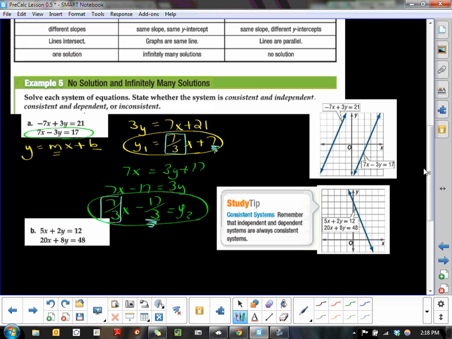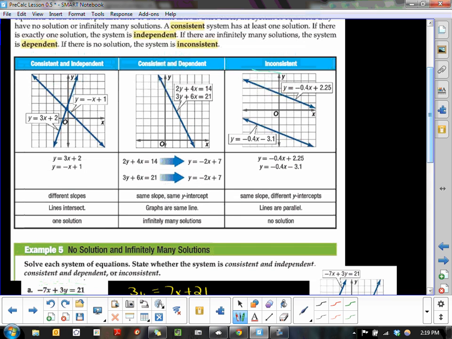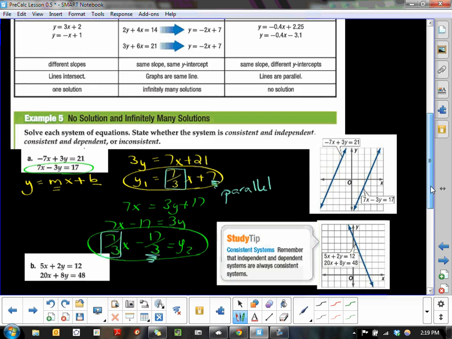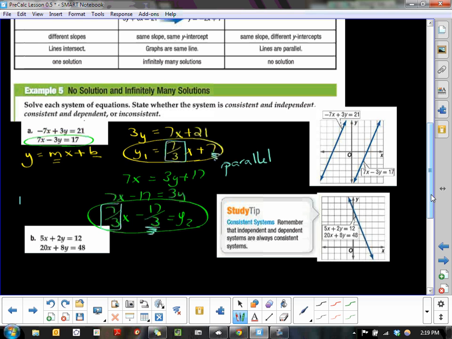Because the y-intercepts are different, we're going to have 2 different lines going in the same direction, so these are parallel lines. Every time we have parallel lines, we have a system that has no solutions, and whenever there are no solutions, they are called inconsistent systems. So this one is nothing more than an inconsistent system. Parallel lines with no intersection points are inconsistent.